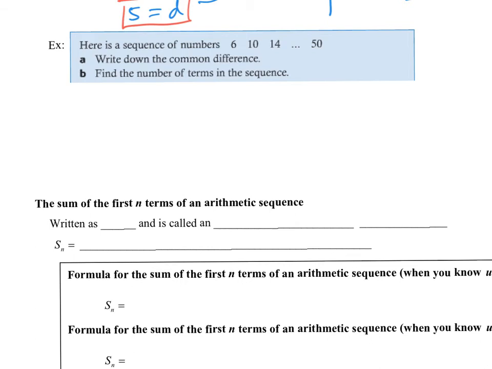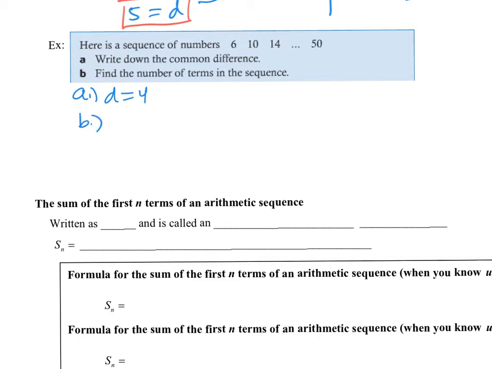Our next example says, here's a sequence of numbers, 6, 10, 14, ... 50. It says write down, letter A asks us to write down the common difference. So that's pretty easy. As we look from one term to the next, or take any term and subtract the previous term, you can see that that common difference is 4. So for letter A, we're going to say that d is equal to 4.